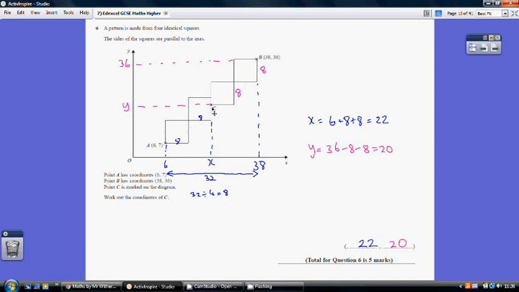So with regard to the x-coordinate of C, we can see that we're 2 squares worth along from A, so the x-coordinate is going to be 6 plus 8 plus 8, which is 22. Now for the y-coordinate, I'm actually going to look at it from the point of view of counting down from B. So we're presently at a y-coordinate of 36 here. Take away 8, take away another 8, and that takes us to the y-coordinate of C. So 36, which is here, take away 8, take away another 8, gives us 20. So the overall coordinate of C is 22, 20.